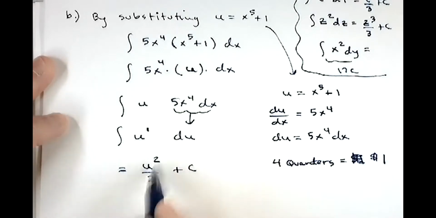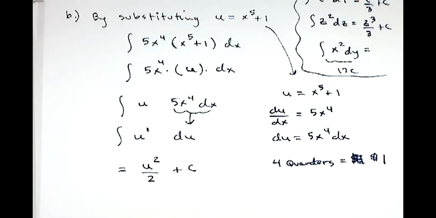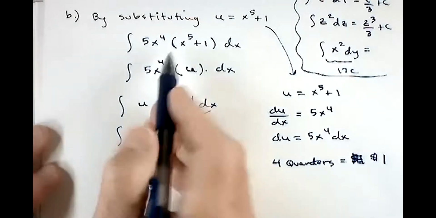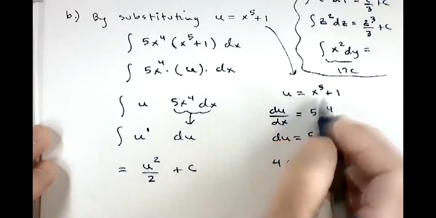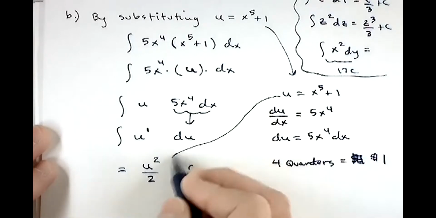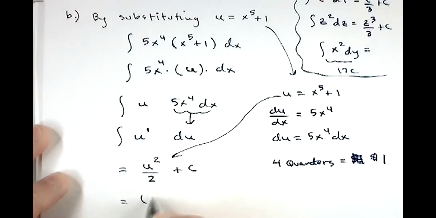U-substitution is a tool to help us get to the antiderivative. Once we found our antiderivative, we want to get this back in terms of our original variable, which was x. So after you find the antiderivative, we're then going to plug this back in. So this becomes x to the fifth plus 1 squared over 2 plus c.